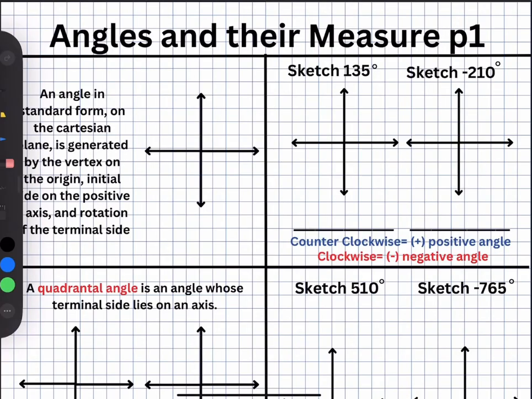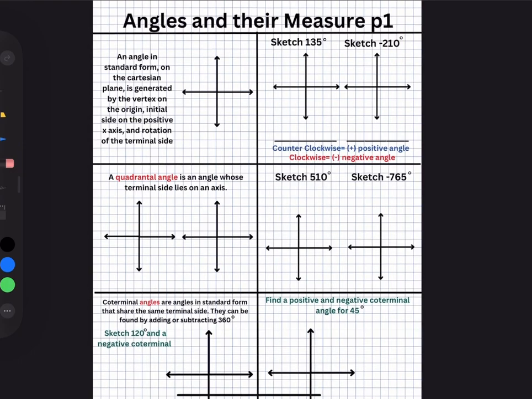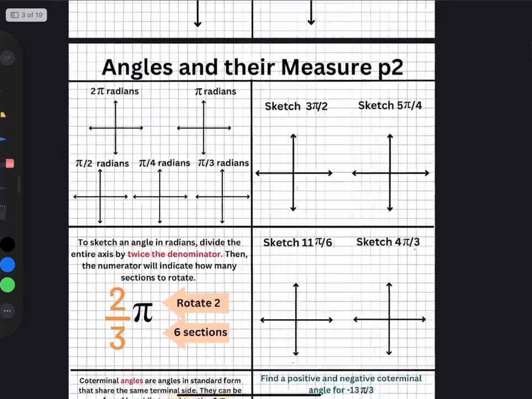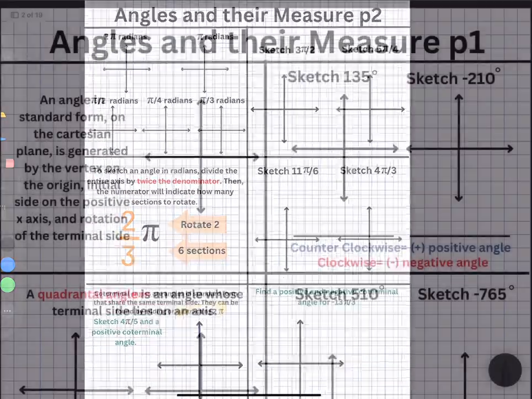Go ahead and split your notebook into 6 sections with the title of Angles and Their Measure Part 1. And then you'll do a second page, very similar, 6 sections that says Angles and Their Measure Part 2.